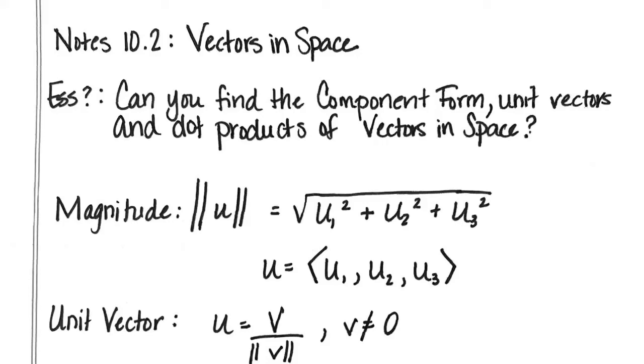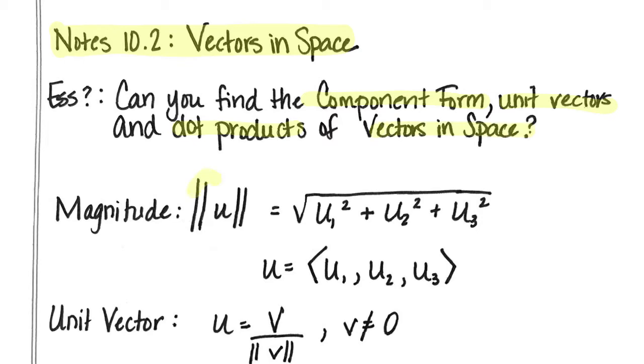Well, the nice thing about what we're moving into is we just finished chapter 6. So we're here with vectors in space. It's very similar to what we did in chapter 6, but we are in chapter 10, and we are on 10.2. Our essential question is, can you find the component form, unit vectors, and dot products of vectors in space?